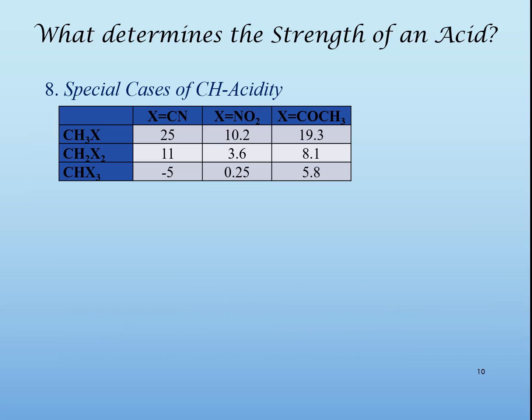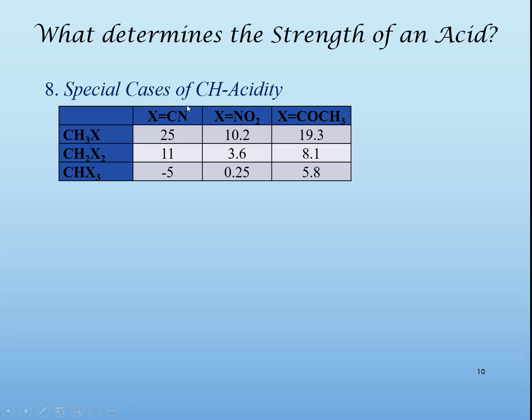The next factor we're going to look at are some special cases for CH acidity. As we've seen before, many carbon-hydrogen functionalities are not very acidic. However, we can increase the acidity by introducing an electron withdrawing group like a nitrile group, nitro group, or in this case an acetyl group. We see that in the case of acetonitrile, one nitrile group lowers the pKa value from 50 in methane to 25 in acetonitrile, which is quite significant.